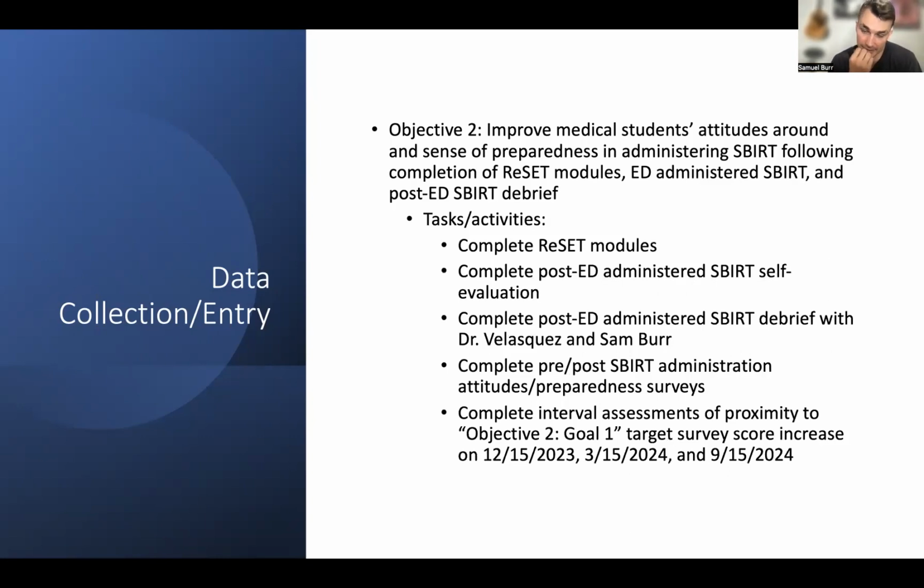So contributing to that will be the completion of the reset modules, the completion of the post-ED SBIRT self-evaluation, the debrief, and then obviously the surveys themselves. And we'll be looking at intervals, like I stated earlier, just at where we're at, if this goal is being met. At the intervals I've mentioned down there: December, March, and September.